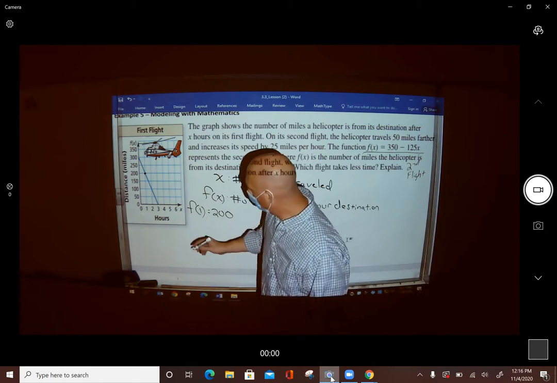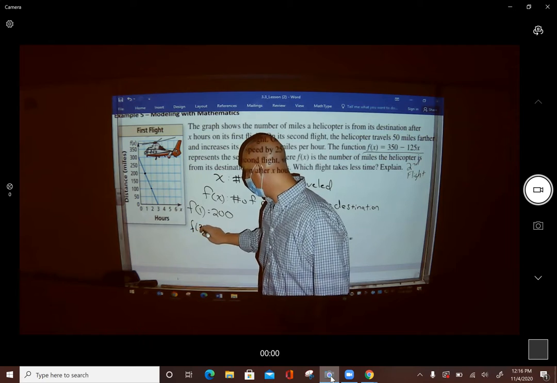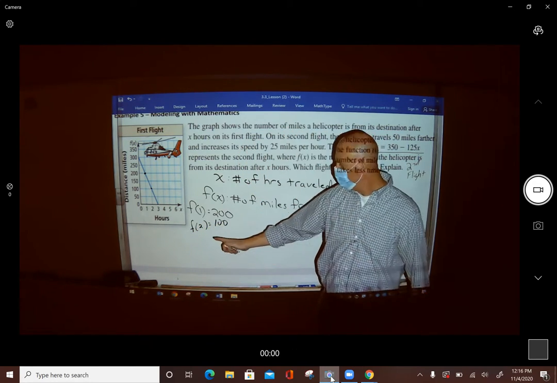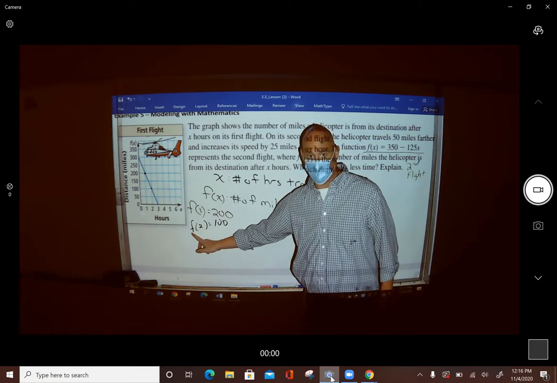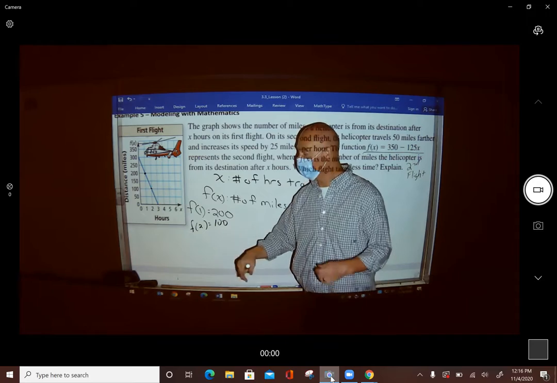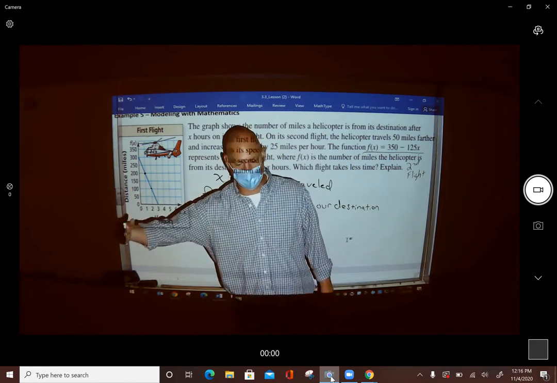If I look at this point, this would be f of 2 equals 100. In other words, the distance from our destination after 2 hours of travel is 100 miles. So we travel for 2 hours, and we're 100 miles away from our destination.